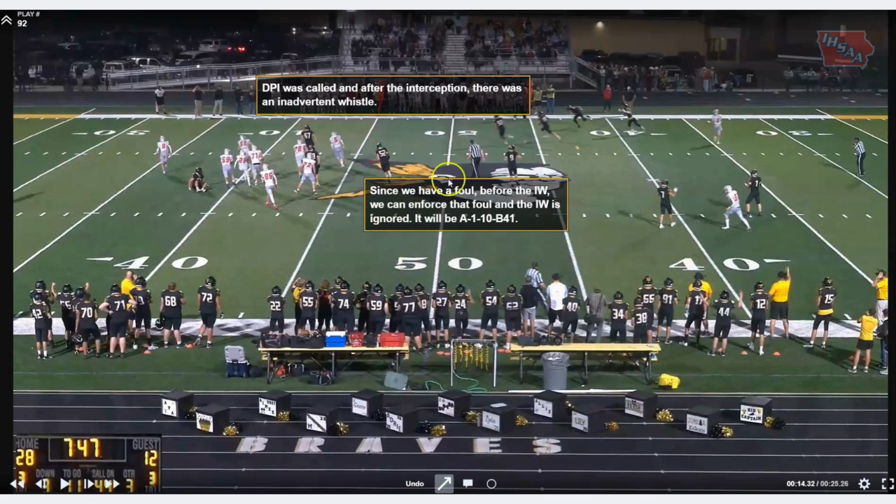Here's what we need to understand. Since we have a foul before the inadvertent whistle, we can enforce that foul, and the inadvertent whistle is ignored. Okay, so the defense isn't going to get the ball because they fouled before they got it. They didn't get it with clean hands. We can enforce this foul because it occurred before we had the inadvertent whistle. So we're going to go first and 10 at the B41 after we go 15 yards forward from the previous spot.